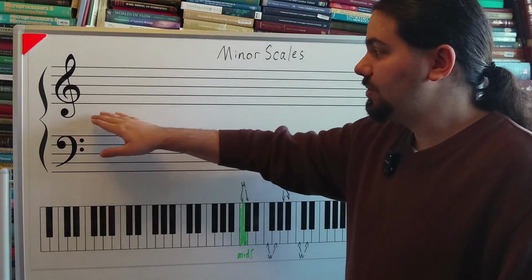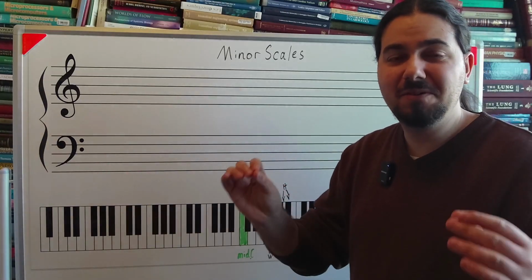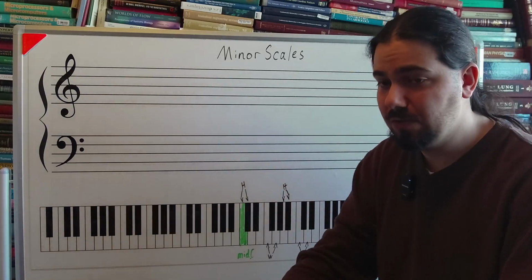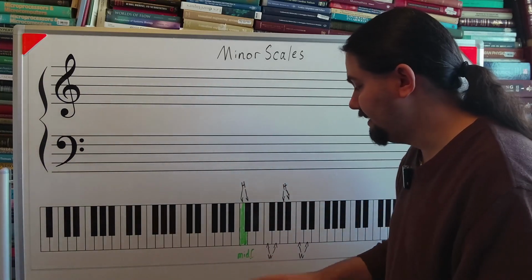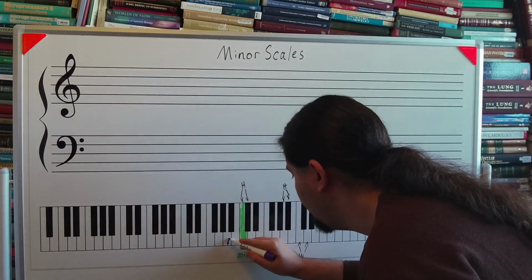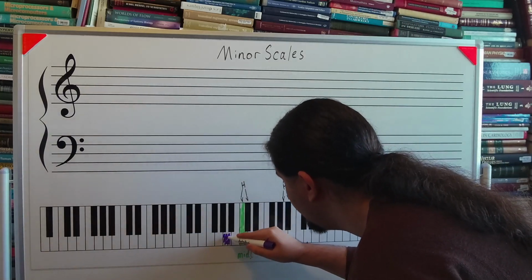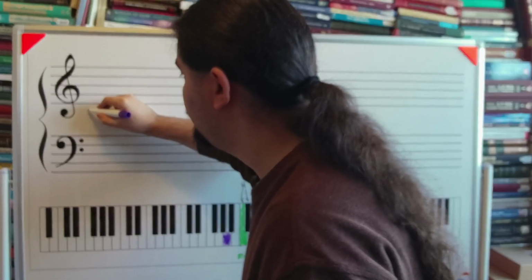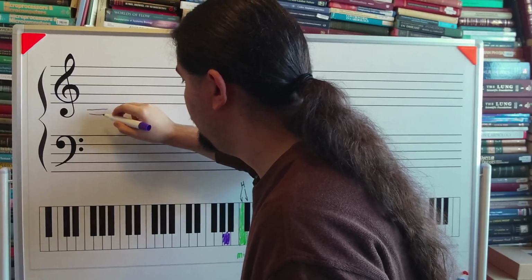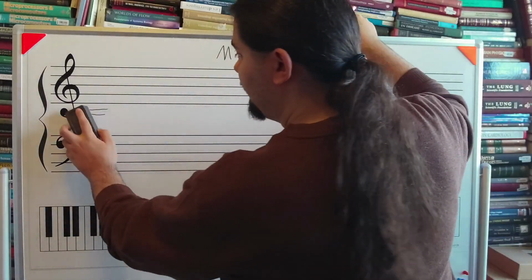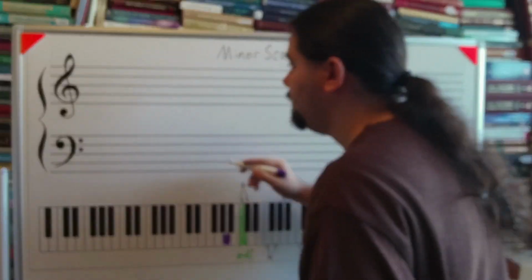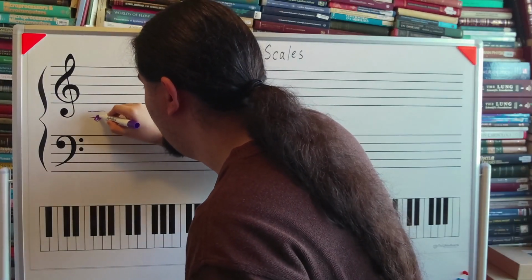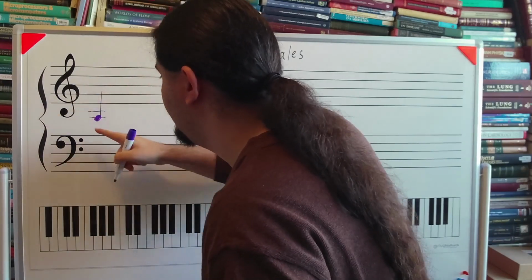So when it comes to constructing minor scales, there is a different pattern that you need to follow. But let me start you off on a different note this time. We're not going to start on middle C. We are going to start on the A below that. I'm going to denote that with purple. And where this falls on the treble staff is two lines below. Let me draw that a little better. Two lines below, right on the bottom of those two.